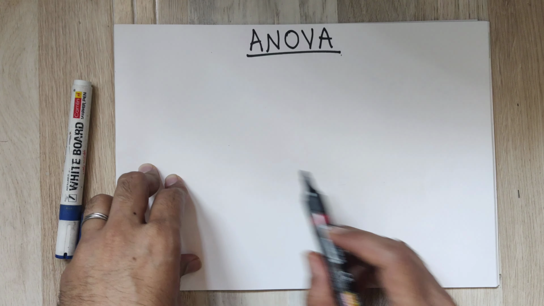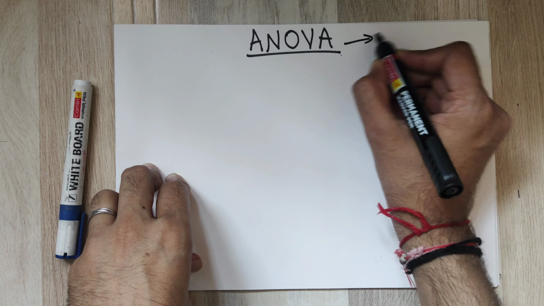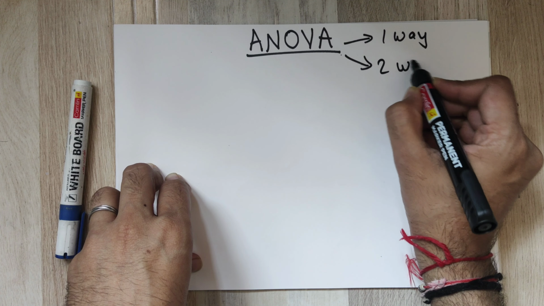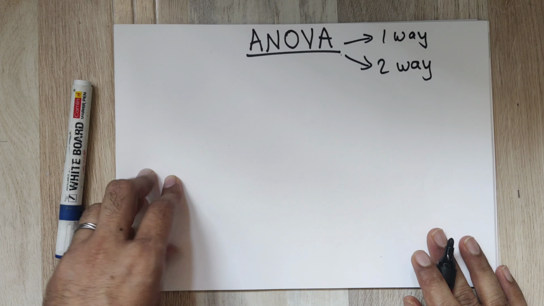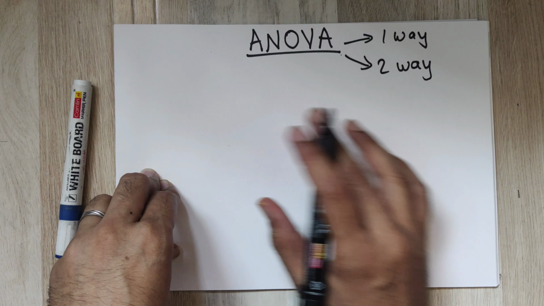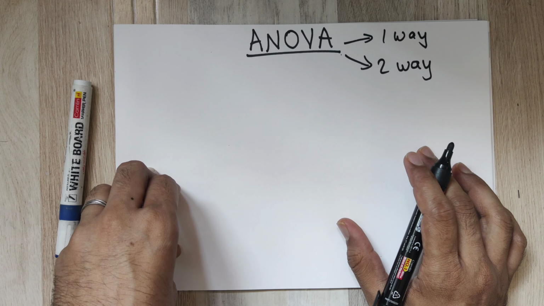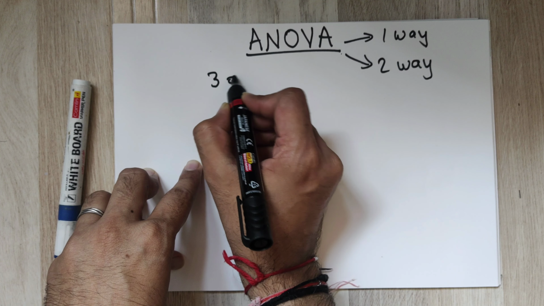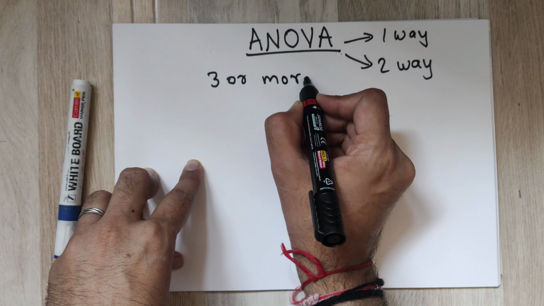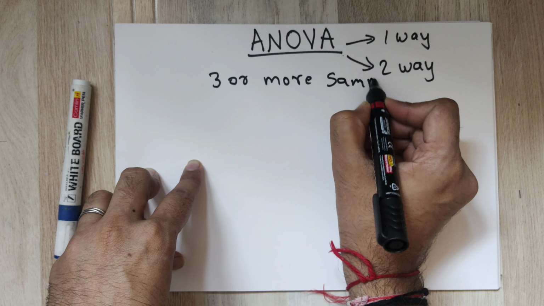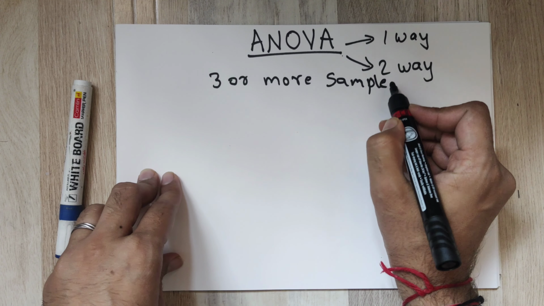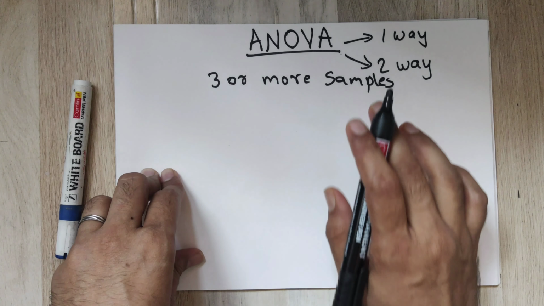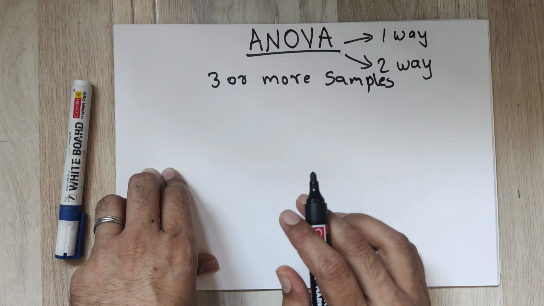In ANOVA, we have two types of ANOVA, one-way ANOVA and two-way ANOVA. So when do we use ANOVA? What we have seen is if we have two samples for testing, we can use Z-test, T-test or F-test, but when we have three or more samples, then we cannot use the prior tests that we have seen. Whenever we have three or more samples, then for testing such samples, we use ANOVA.